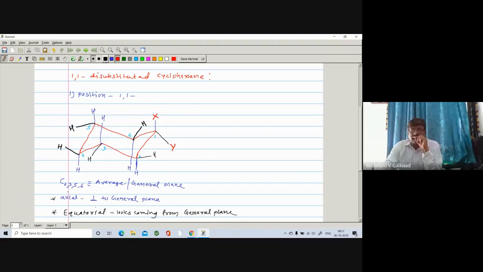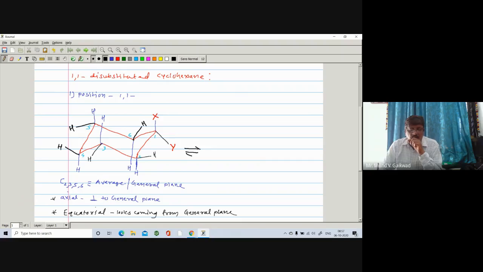This 1 1 dimethyl cyclohexane undergoes ring flipping, right? What is meant by ring flipping? Ring flipping means the conversion of one chair form into the other chair form. Due to carbon-carbon single bond rotation, one chair form converts into the other chair form, which is called ring flipping. So here it is one chair form, and now it will convert into the other chair form. Let us see how to convert it into the other chair form.